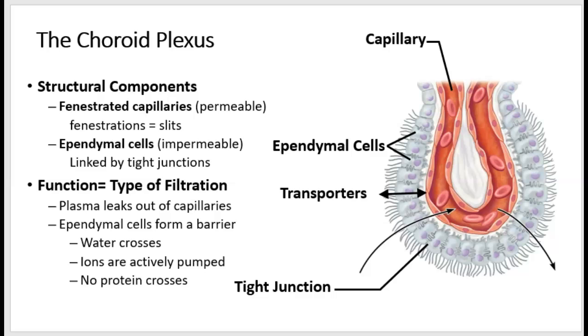The ependymal cells are joined by tight junctions and regulate what substances can actually cross and enter into the ventricular space. In this way, ion and solute concentrations can be controlled to provide the ideal chemical environment or composition of CSF for the brain.